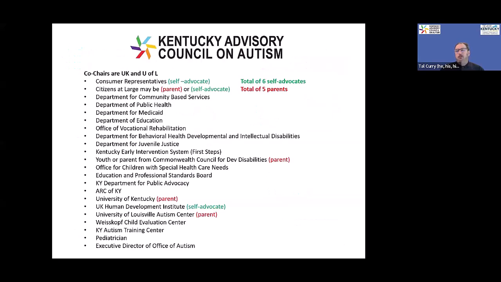Another way to look at this, we have 2 co-chairs, one from UK and one from U of L. Again, most of the partners are state agencies with the exception of a few advocacy groups or specialized partners working out of UK and U of L. But what I really appreciate is we have a total of 5 parents, a couple parents at large. The University of Kentucky has a parent. We also have the University of Louisville Autism Center, and actually our co-chair is a parent. And then we have a parent from the Commonwealth Council on Developmental Disabilities.